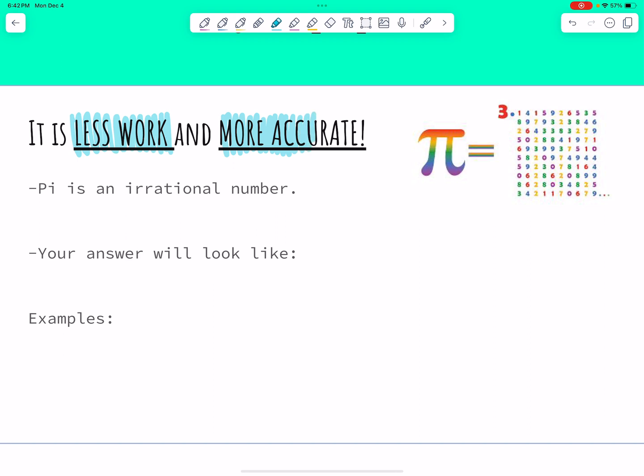I don't know about you, but I want the engineers that are building the bridges that I'm driving across to not be rounding and rounding and rounding again. I want them to be as precise and accurate as possible. I want my engineers to be accurate. I want my doctors to be accurate. I also want my mathematicians to be accurate.